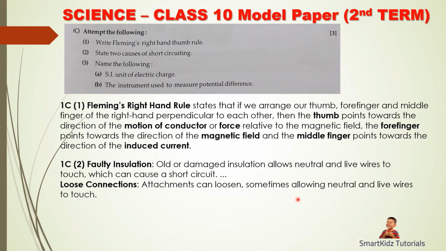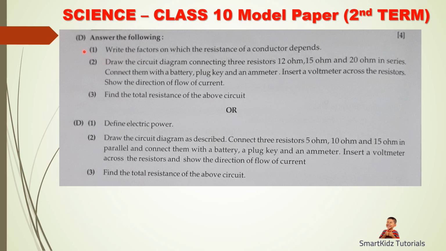So overall, when does a short circuit happen? When a neutral and live wire come in contact with each other. That's when you have a short circuit. Coming to question 3, we are asked to name the following. First, the standard international unit of electric charge, and that is coulomb. For B, the question is the instrument used to measure potential difference, that is a voltmeter, or you may even get the instrument used to measure the voltage across a circuit, that is again a voltmeter.